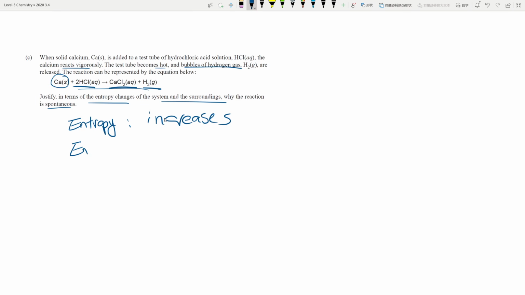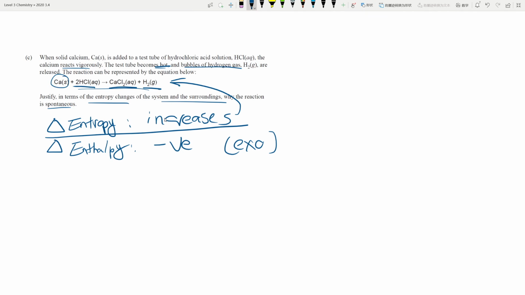Let's look at enthalpy. This is a change of entropy, and this is a change of enthalpy. What does it say? It becomes hot, which means energy is released, so it's a negative change of enthalpy, an exothermic reaction. So you have an exothermic reaction and a positive change of entropy. The first section is looking at this equation, the chemical reaction, which is the system. The system entropy increases.